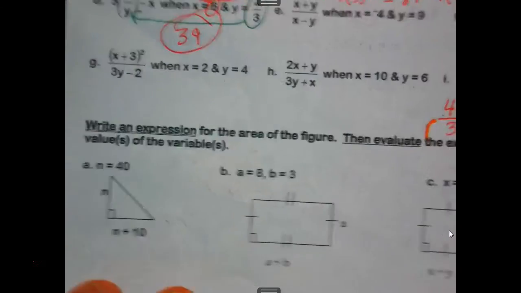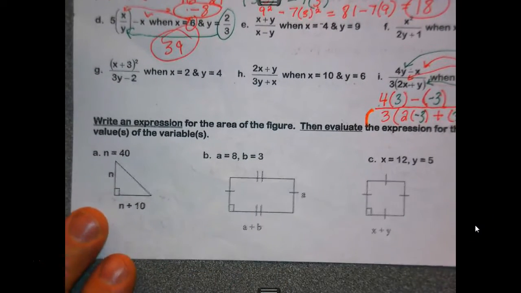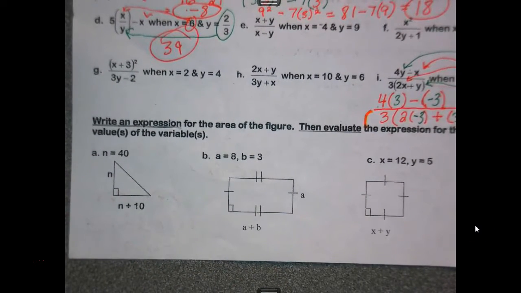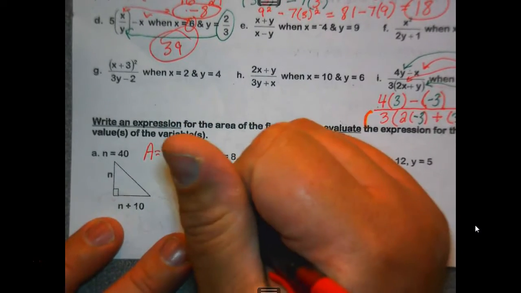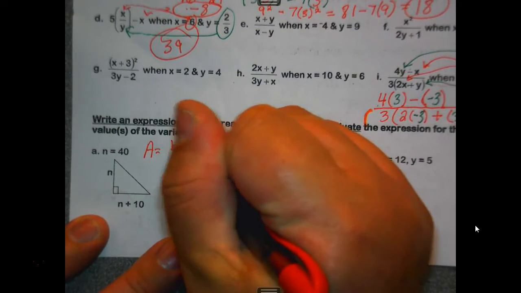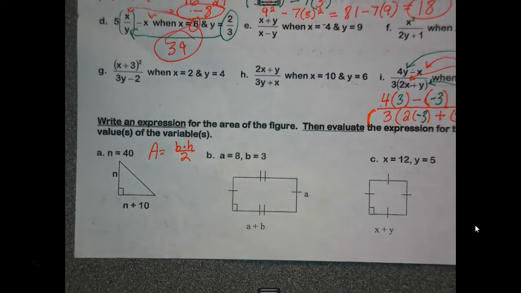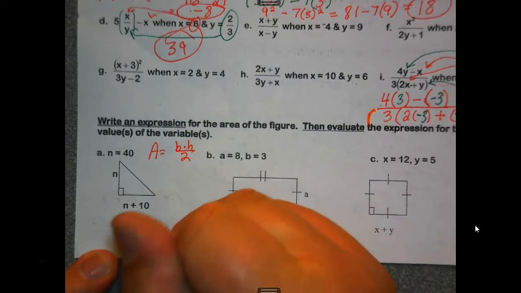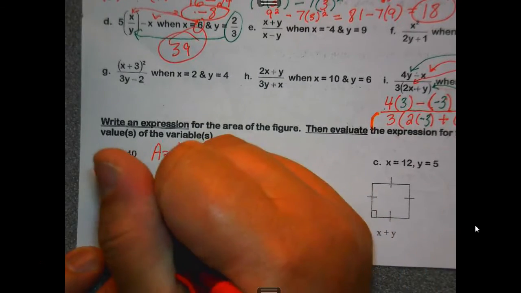All right, a little bit more listening to me, and then you're done for the weekend. Oh, then we take our big, huge pretest. Okay, areas. What's the area of a triangle? Base times height divided by 2. Don't worry, you don't have to remember the formulas. I will probably give them all to you. What's my base here? N plus 10. My height, N.